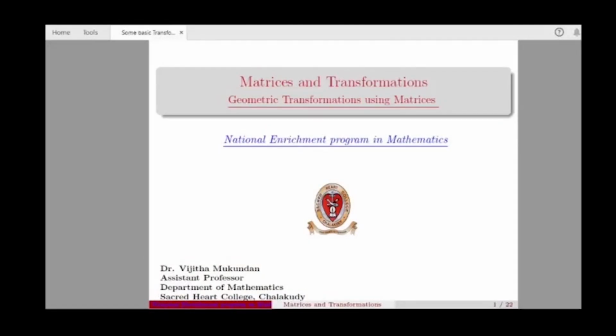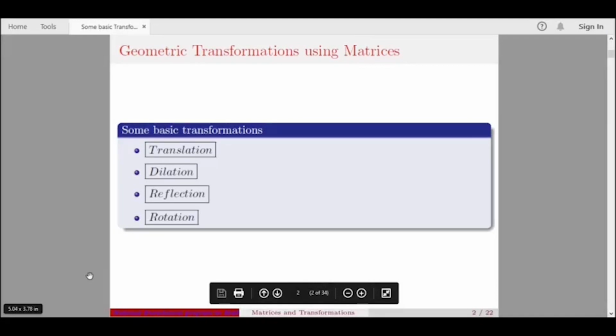In the last class we have seen how to relate the multiplication of a vector by a matrix with a transformation. In this class, we will study some important transformations geometrically. Some basic transformations are translation, dilation, reflection and rotation. We will see each one by one.